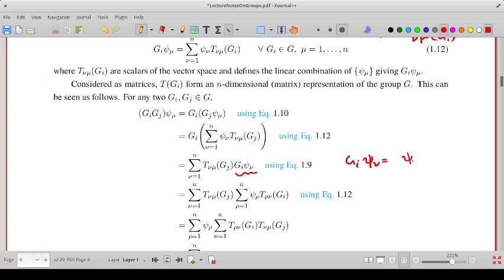So consider the rho-th basis vector psi rho. It will be multiplied by the corresponding coefficient, call it T rho nu, but then this is obtained by the action of the group element on psi nu, and therefore the nu index should come here, and it depends upon Gi because it is the action of Gi on psi nu. Now I need to write down the linear combination, that is the sum over rho running from 1 to n, and that is exactly what we have done here. We have replaced Gi psi nu by this summation.